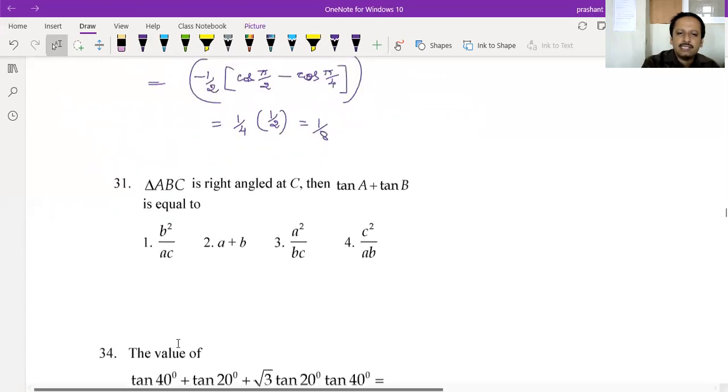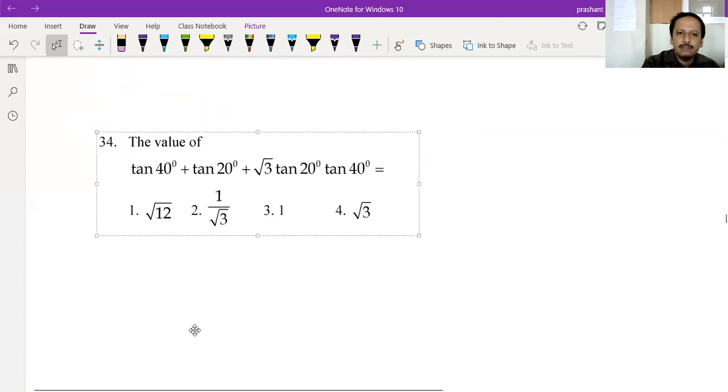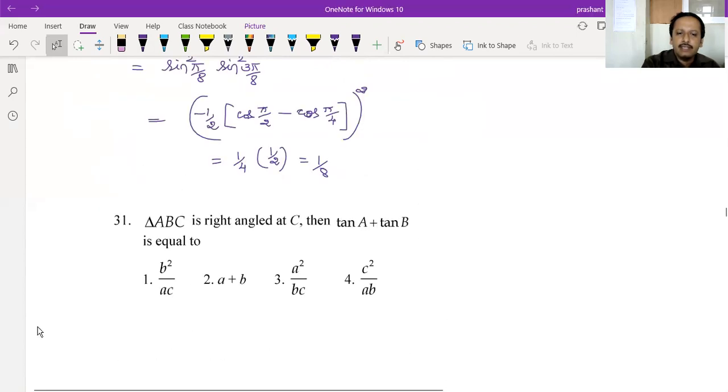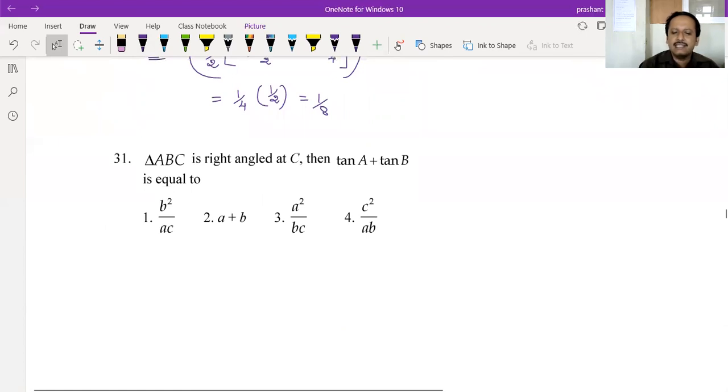Now, let's have a look at question number 31. A triangle ABC is right angled at C, then tan A by tan B is equal to. Let us draw a right angle triangle. This is right angled at C, they have given. So I'll call this C, and let these be A and B.